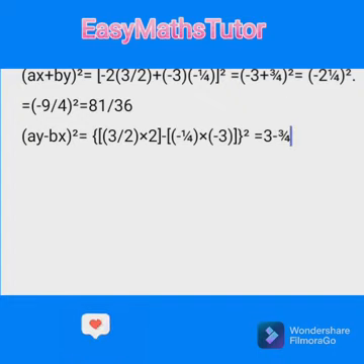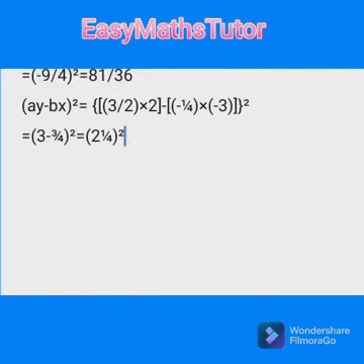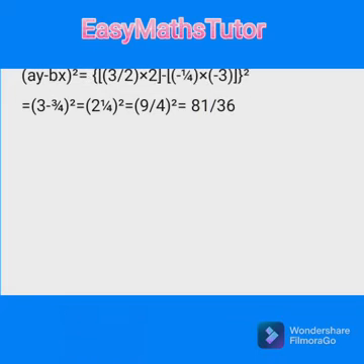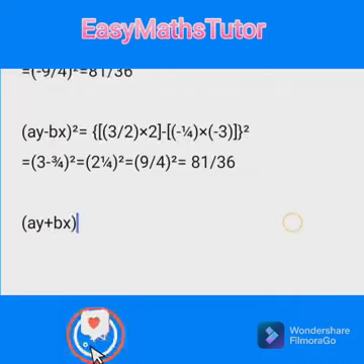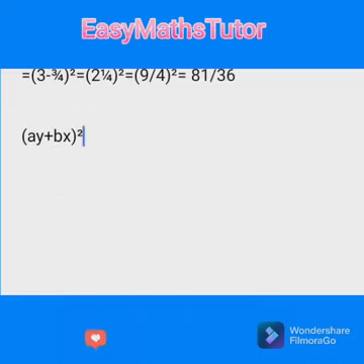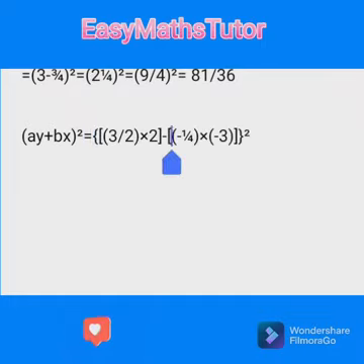We will have 3 minus 3/4. Remember, the minus in the quarter and the minus in the 3 will cancel out and become plus. And so our final answer will be 2 1/4 squared. So if we convert it to an improper fraction, it will be 9 over 4 squared, which is 81 all over 16. I told you I'll correct that 36 as the video progresses.